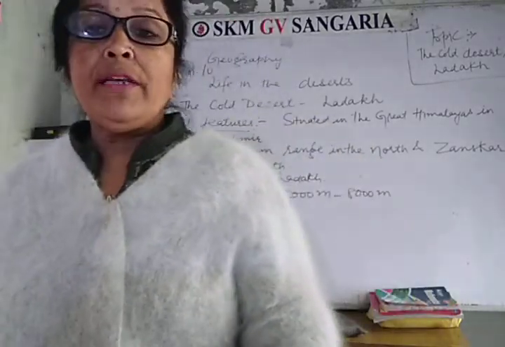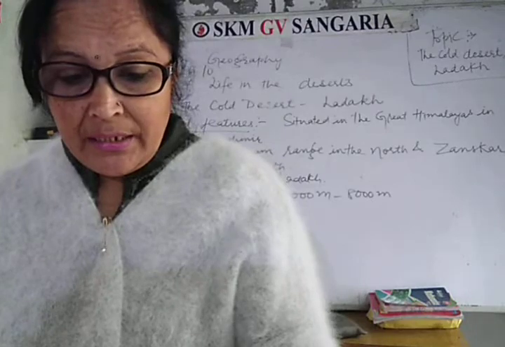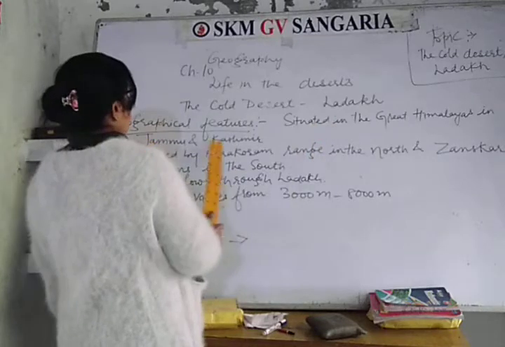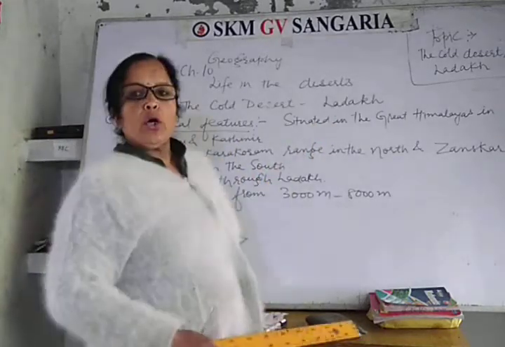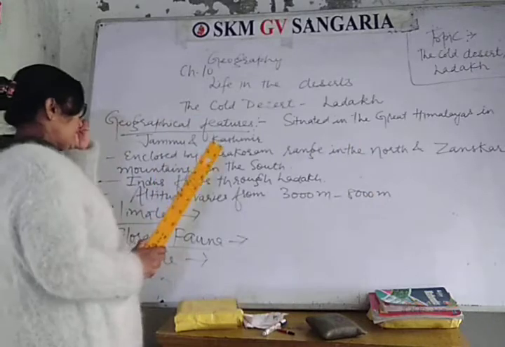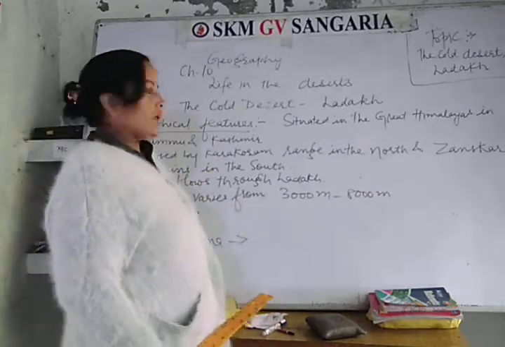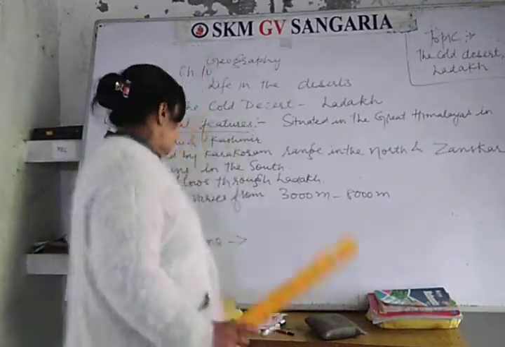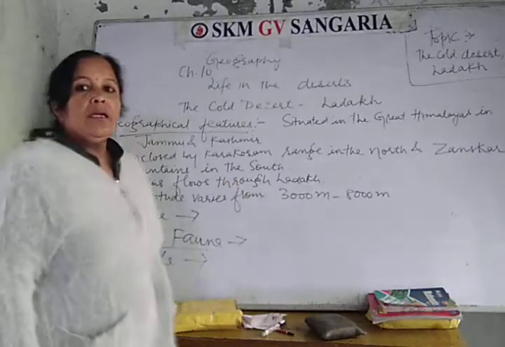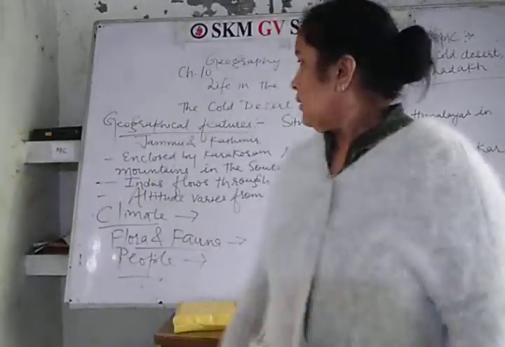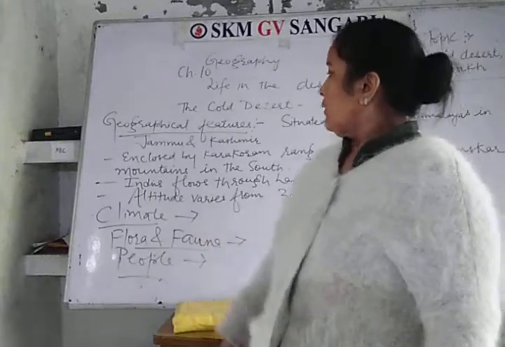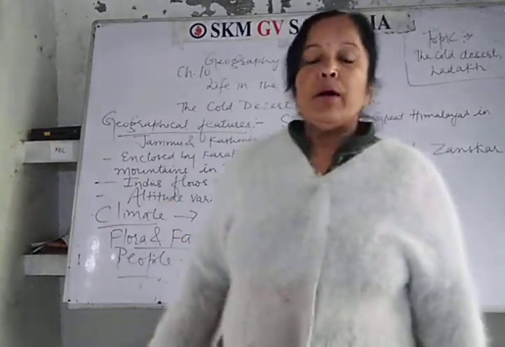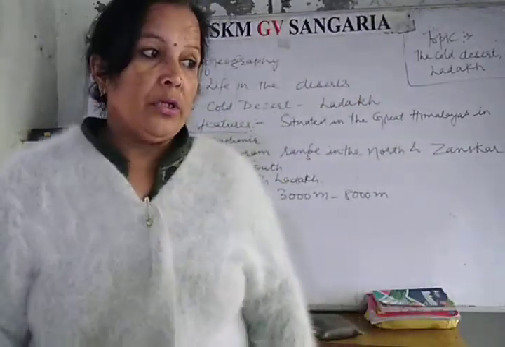Yes, geographical features. It is situated in the Great Himalayas in Jammu and Kashmir and close by Karakoram range in the north and Zanskar mountains in the south. Indus flows through Ladakh. Altitudes vary from 3000 meters to 8000 meters. Then about climate, climate is extremely cold here, and flora and fauna. You have learned about its vegetation and about the animals and about the people and their occupation.